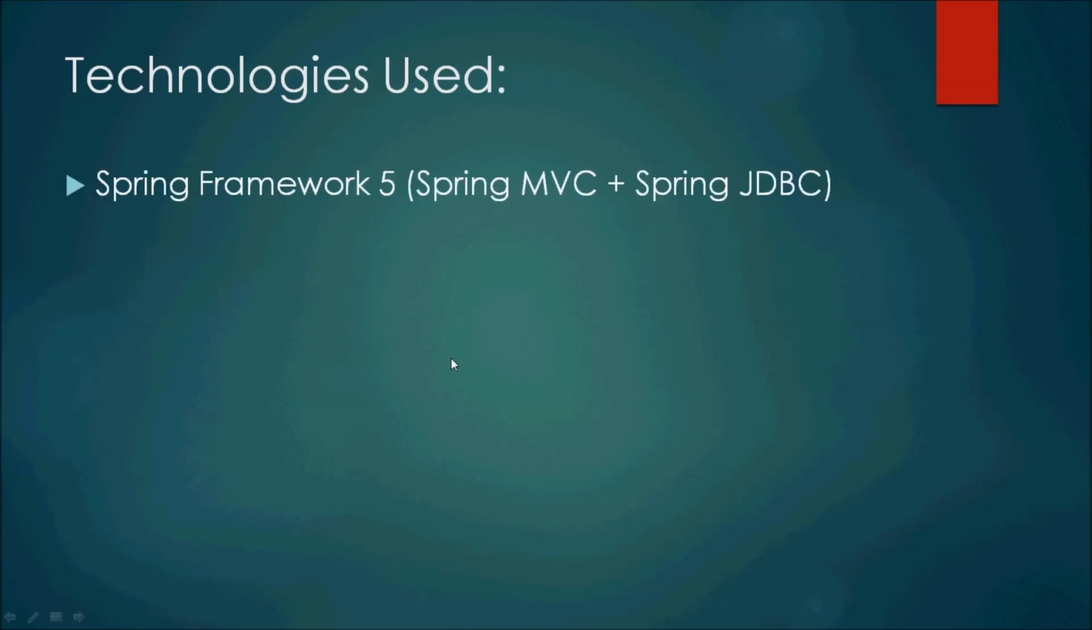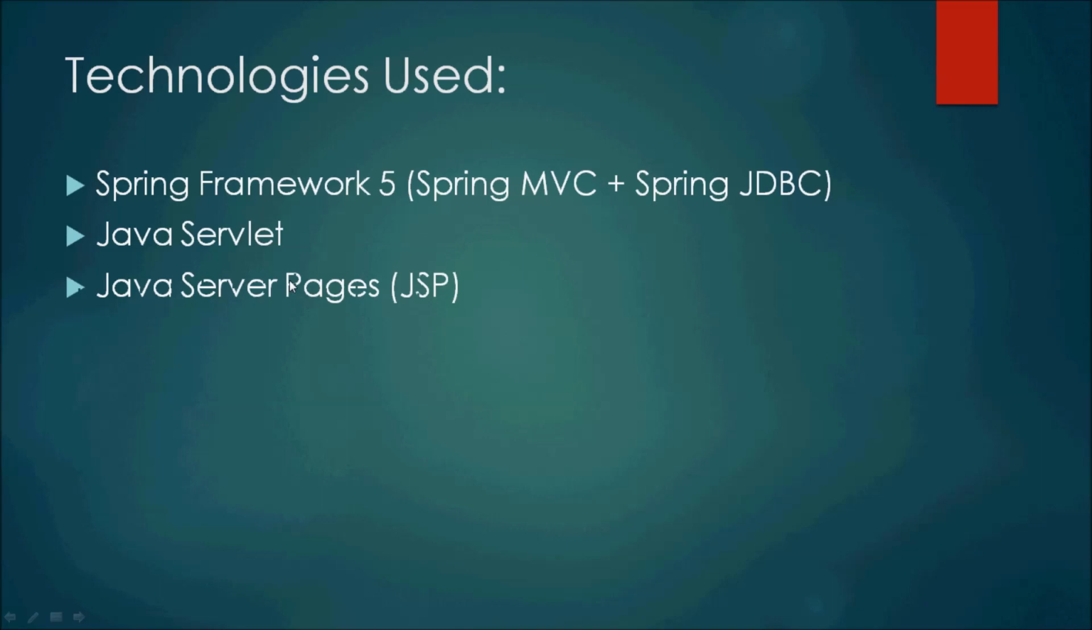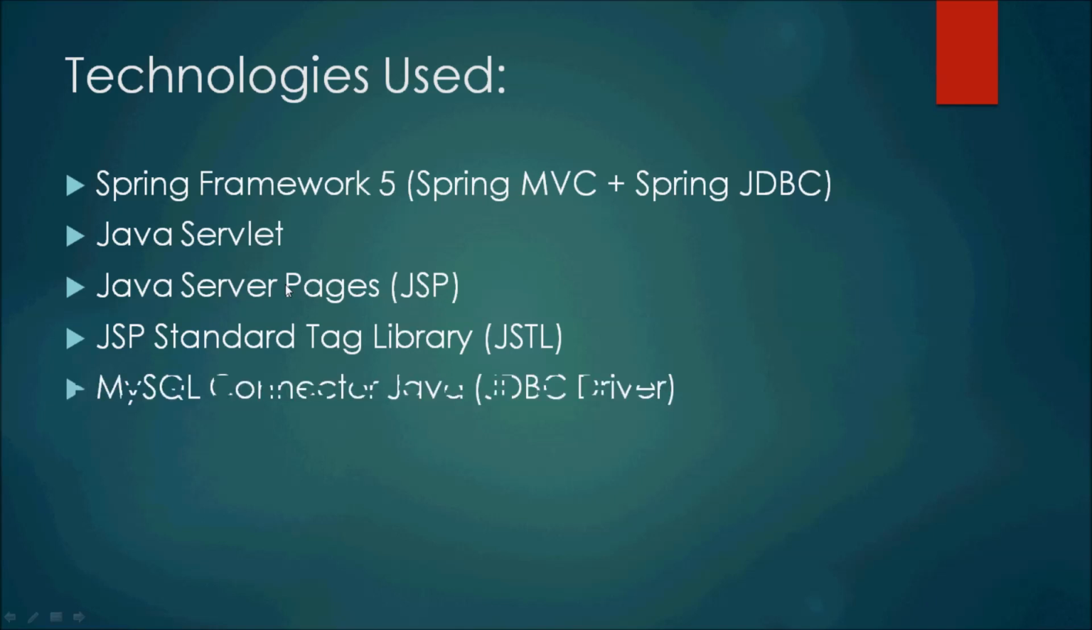And the technologies we are going to use in this video tutorial include Spring Framework 5. We use Spring MVC and Spring JDBC to access relational database. We use Java Servlet API and JavaServer Pages, JSP, for the view layer, and we also use JSTL or JSP Standard Tag Library mixed with JSP and HTML code to build the views. And we use MySQL Connector/J. This is a JDBC driver to allow our Java web application to work with the MySQL database. And we use Maven to manage dependency for the project. And during the development, we use JUnit for unit testing.